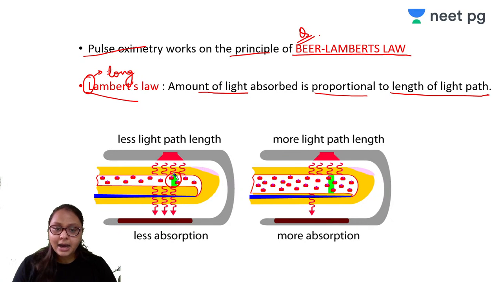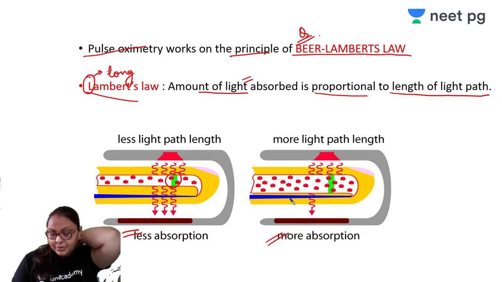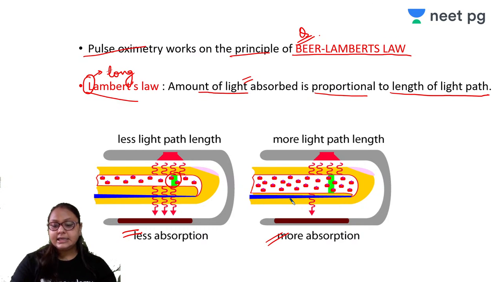So less path, less absorption is there, and more path, more absorption is there. That is according to the Lambert's law. So the amount of light absorbed is proportional to the length of the light path. That is the Lambert's law. The longer the path, the more amount of light will be absorbed. That is the Beer-Lambert's law. Is it clear? Is it clear?